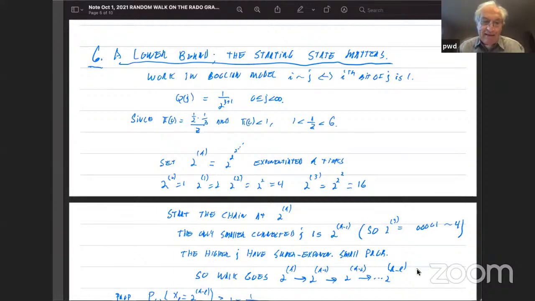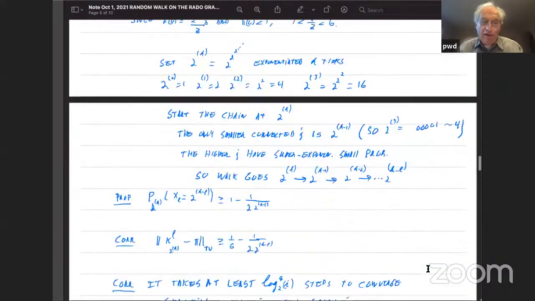So that's the idea. And when you put the calculations in, if you start at 2 to the k, the chance that after L steps you're at 2 to the k minus L is close to 1. You can get this kind of bound. And from that, it's easy, since total variation is the sup over all subsets. Just take the 1-point set at 0. What's the chance that the chain started at 2 to the k is at 0? And that's bigger than this.